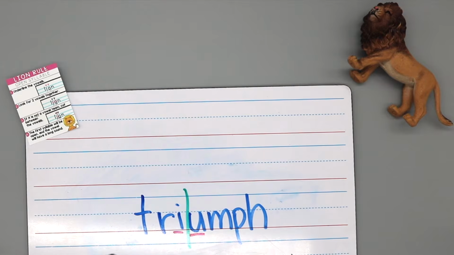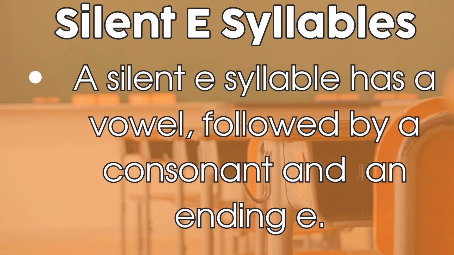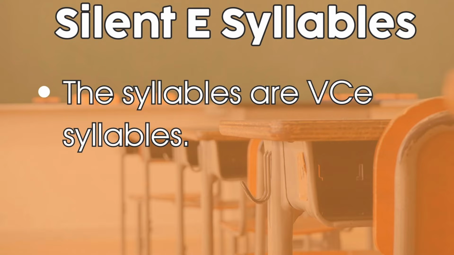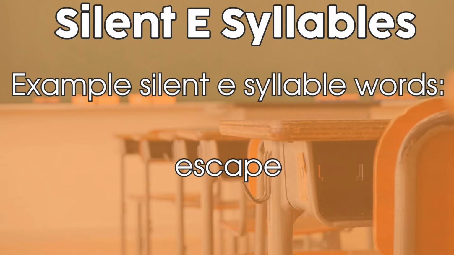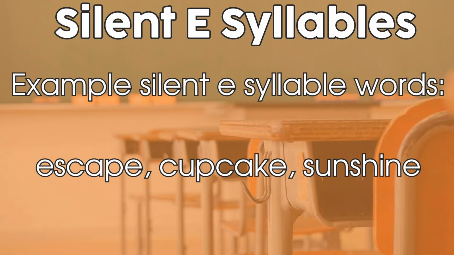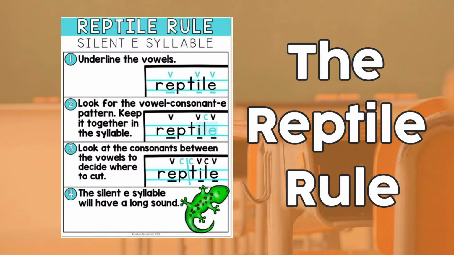Triumph, triumph. We've done open and closed. Now it's time for silent E syllables. A silent E syllable has a vowel followed by a consonant and an ending E. The first vowel is long and the ending E is silent. These syllables can be called VCE syllables. Here are some example silent E syllable words: escape, cupcake, and sunshine. We call our silent E syllable rule the Reptile Rule.